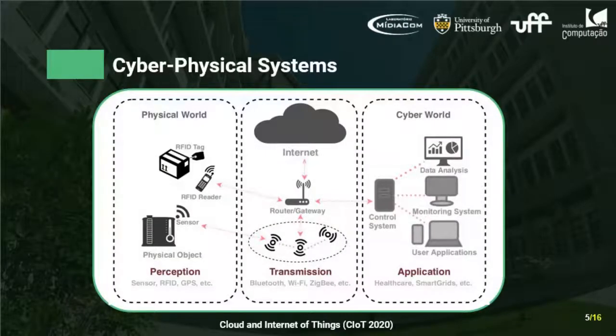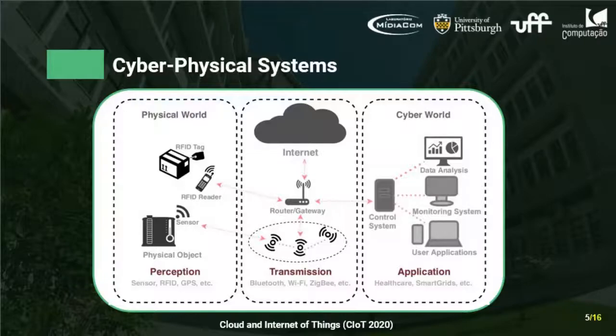This figure shows a typical cyber-physical system. I will try to be brief here because I believe that most people in this conference already know this concept. But in this figure we can see that there are three main layers. The first one is the physical world and the third one is the cyber world.